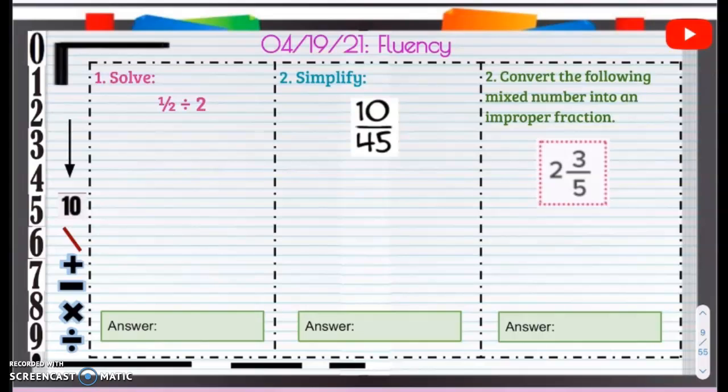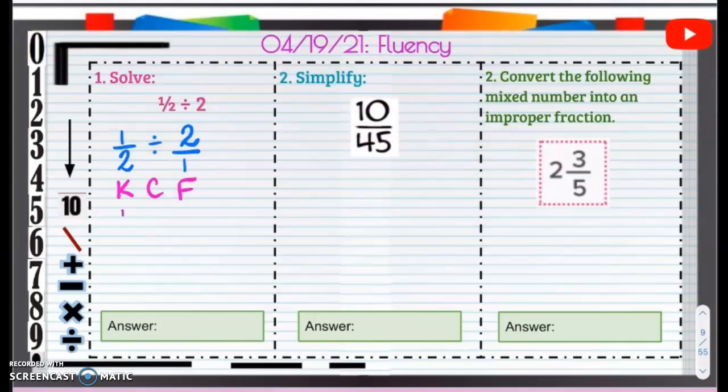Our fluency. So first we're going to solve 1/2 divided by 2. All right, so when we have 1/2 and we divide it by 2, how can I make a 2 into a fraction? I can put it over 1. Now, when we're dividing fractions, we keep, change, flip. Kentucky Fried Chicken with a twist.